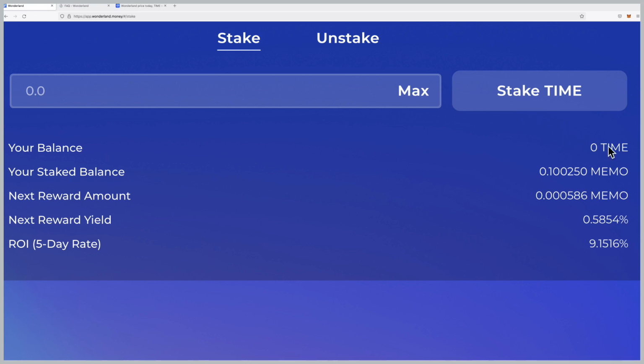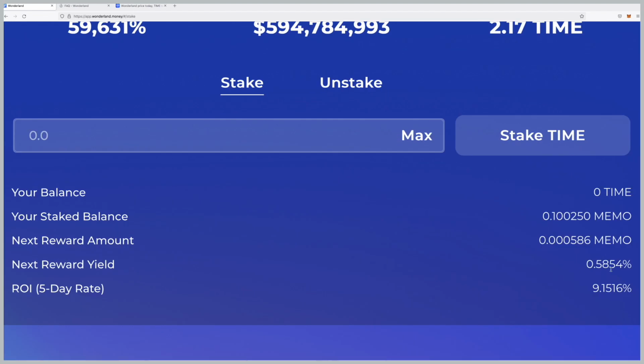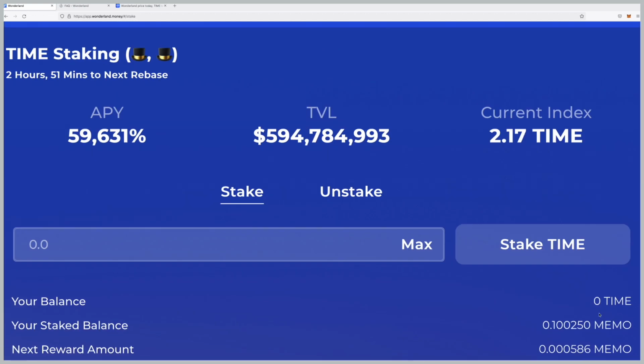On a side note, if you have 0 time in your balance, then you're good. If you see you have 1 time or 3 time here, that means it's in your balance and it's not staked. Therefore, hit stake, click max, then stake time, and make sure your wallet is connected to do the transaction. That's important because I've seen a lot of people do the first step but forget to move their time to their staked balance. Here we're getting 0.584 every 8 hours. That's the percentage.